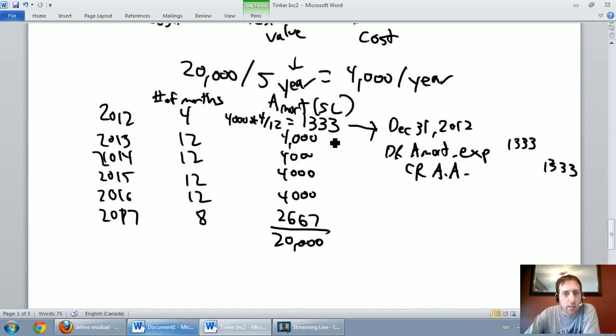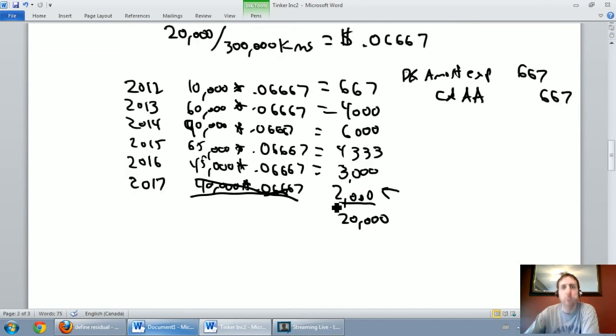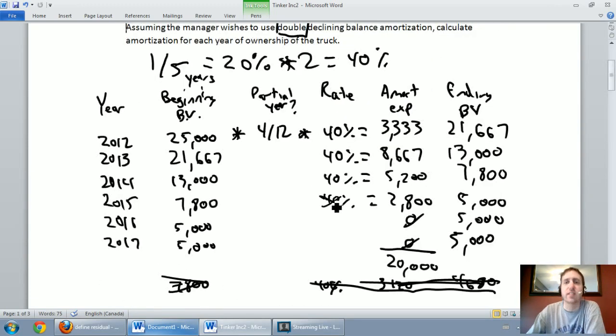Straight line, same amortization every year for each full fiscal year. Units of production varies with our production. If we drive more kilometers, we amortize more. If we drive fewer kilometers, we amortize less. Last, double declining balance is aggressive amortization. It amortizes your asset quickly. And so you can see it's a much higher level of amortization in the early years than the other two, and it fully amortizes the asset much more quickly.